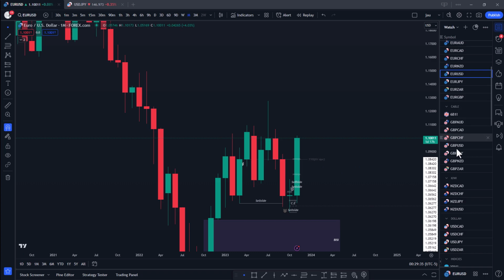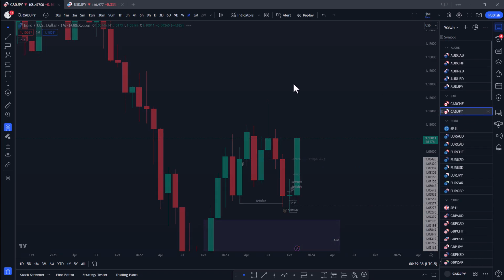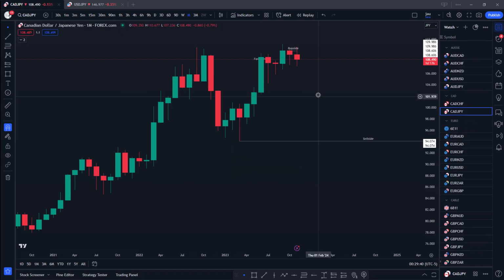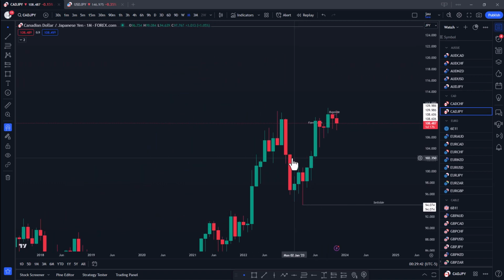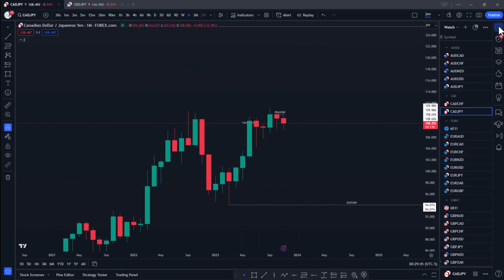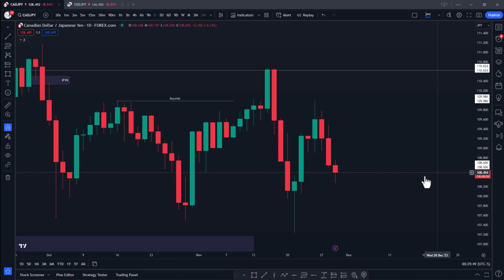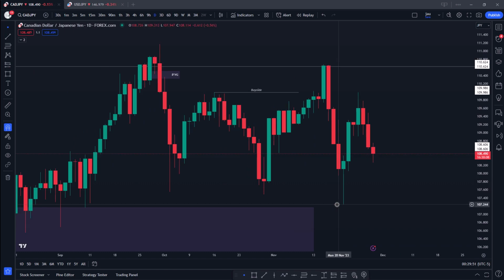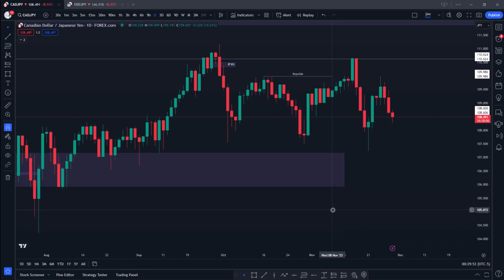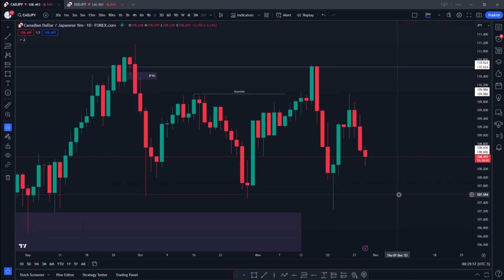So because of that, I was then able to shift my attention temporarily to exotic pairs. In this case, I'm looking at CAD JPY. Going down to the daily chart, because I'm not planning to hold this for a long time, just holding it for the session, I mean for the week.